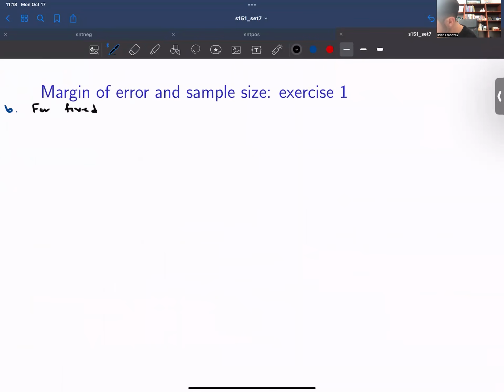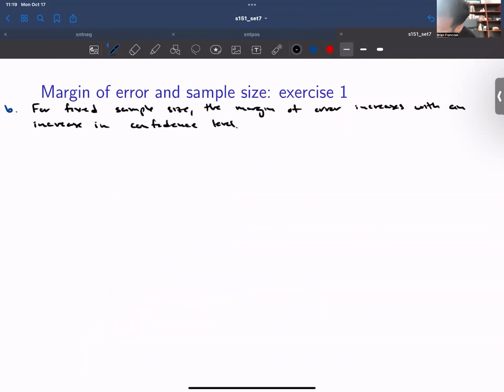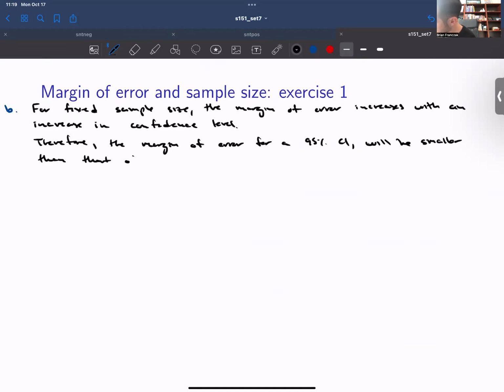for a fixed sample size, the margin of error increases with an increase in confidence level. Therefore, the margin of error for a 95% CI will be smaller than that of the 99% CI.